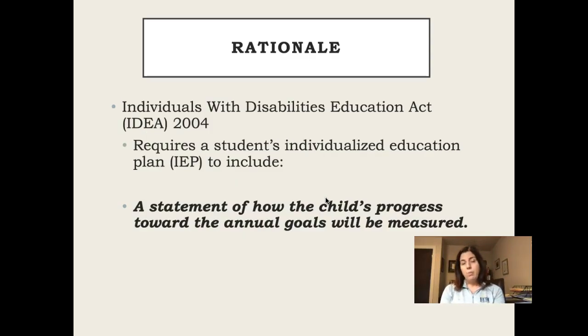So the rationale of progress monitoring. So we know that IDEA is the law that talks about IEPs. And part of the law requires the students to have the IEP. And that IEP, as we mentioned, has to include a statement of how the child's progress towards the goals is going to be measured. So how's it going to be measured? Another thing that the IEP team needs to determine is who's going to measure those goals.